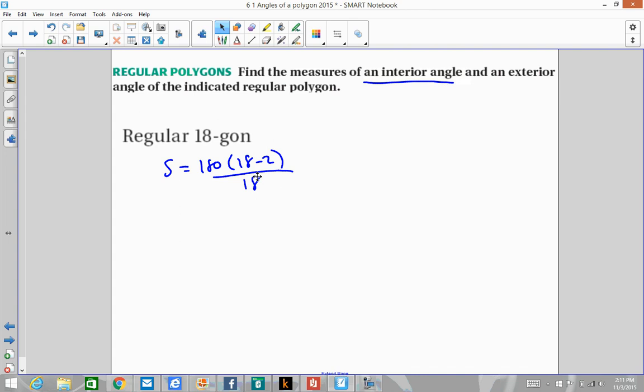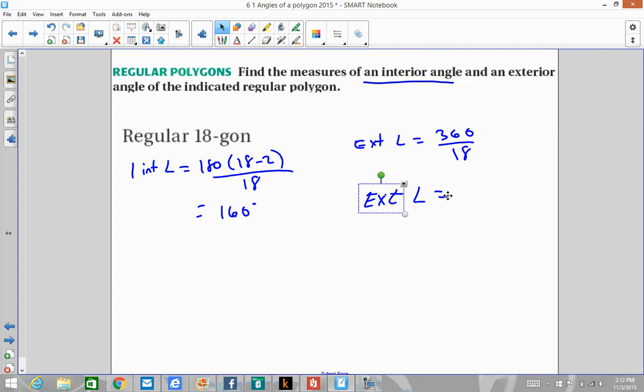When I do that, well, maybe we shouldn't have the word sum there. Maybe we should have one interior angle. When I do that, I get 160 degrees. And remember, the exterior angle is equal to 360 divided by n, which is 18. So 360 divided by 18 gives us the answer 20. So one interior is 160, one exterior is 20. When you come to class, ask me a question about that because I can show you a fast way to do this.